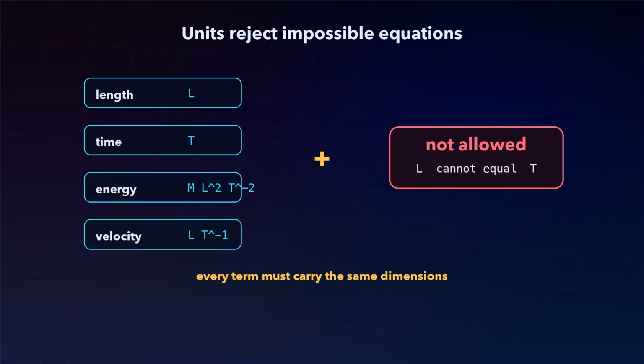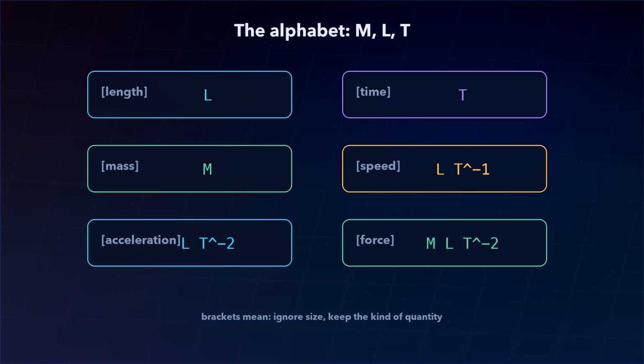Write dimensions in brackets. Length is L, time is t, mass is m. Speed has dimension L over t, acceleration is L over t squared. Force is mL over t squared. Now here is the powerful trick. Sometimes units almost solve the problem.